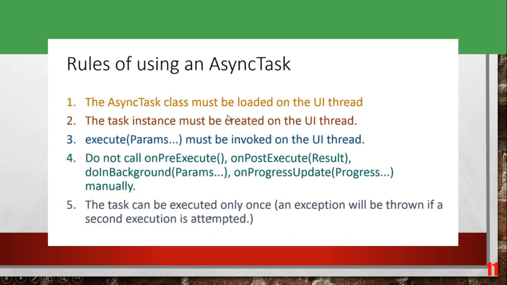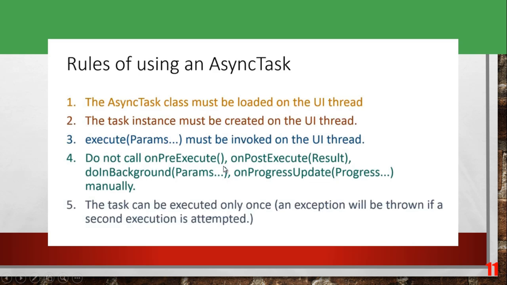The AsyncTask class must be loaded on the UI thread. I mean, it must be initialized on the main thread. The task instance must be created on the UI thread, and if you create the AsyncTask object, it must be inside the main thread, otherwise it will not work. Do not create the instance of the AsyncTask class in the background thread, and call execute by the instance of AsyncTask on the main thread; it must be invoked on the UI thread.